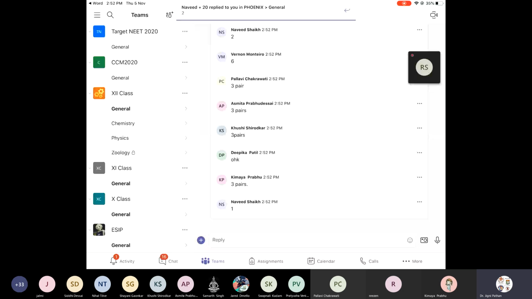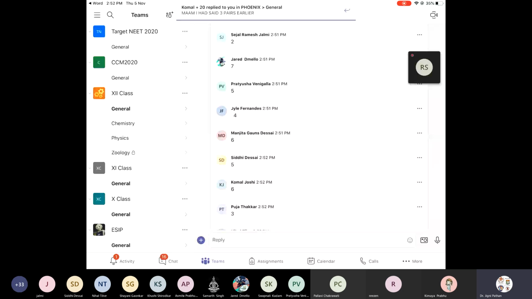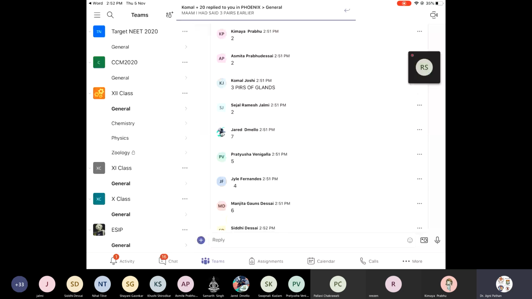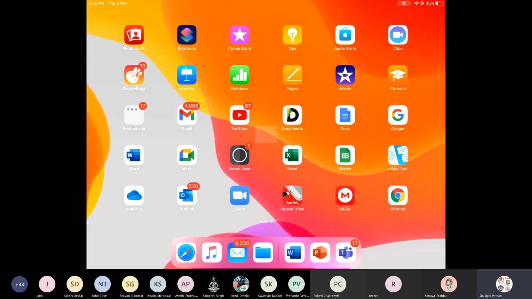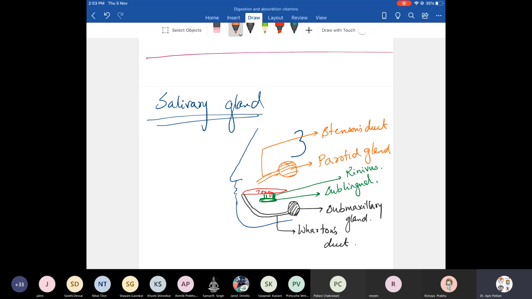But when you say it is 3, you should say it is 3 pairs. Pallavi, very good. Is it clear? There will be a question like this. So you always need to read the question properly, what the examiner wanted from you, whether it is in pairs or a number. We have just drawn one side of the face. The same thing is present on the other side also. Is this point clear?